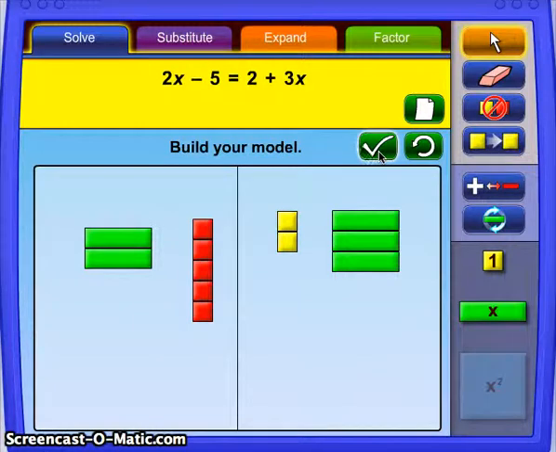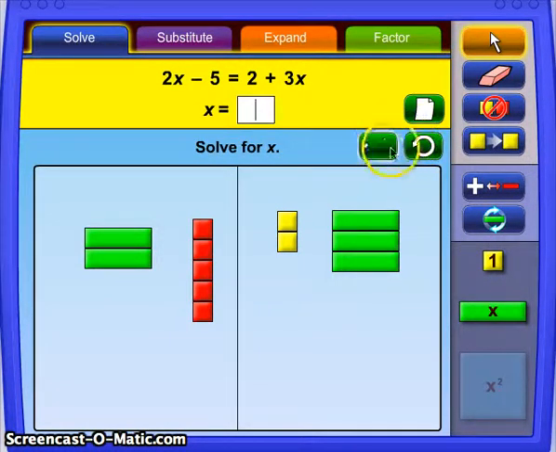If we want to start over for any reason, we can always click on this and it'll remove all the tiles for us so we can start over. So let's click on the check, and that means that our model is correct. So now we're going to be solving for x. What we first need to do is combine like terms. So we want all the x's on one side and all the numbers on the other side.